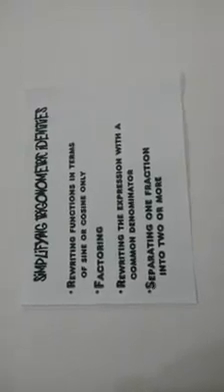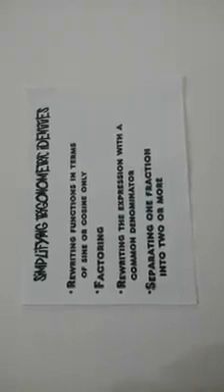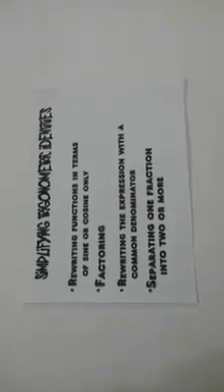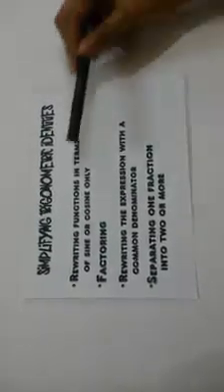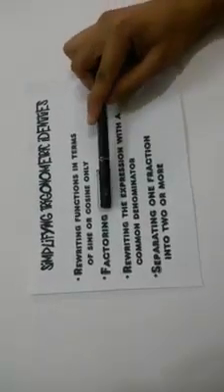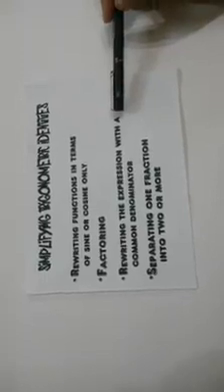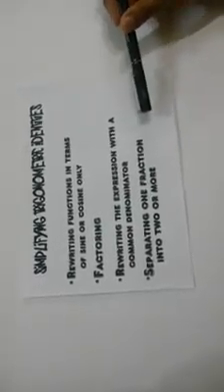So, let's start. Basically, there are 4 approaches in simplifying trigonometric expressions, but not all can be applied in a certain problem. So what you need to do is choose the most appropriate way to be used. First is rewriting functions in terms of sine or cosine only. Second is factoring. Then next, rewriting the expressions with a common denominator. Then last, separating one fraction into 2 or more.